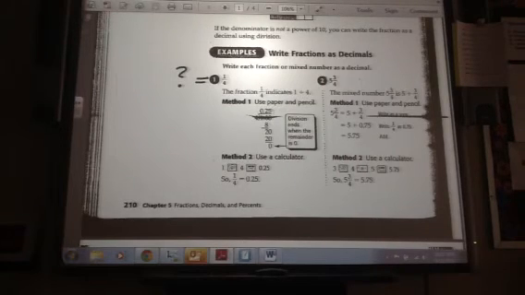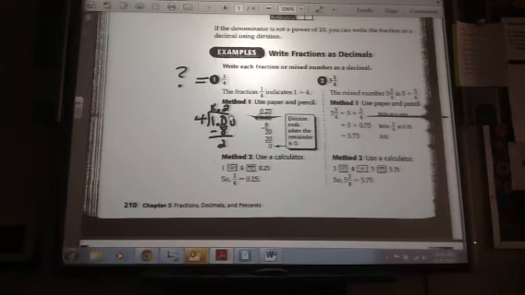Method 1 says use paper and pencil, and that's really hard to see. But this is 1 divided by 4, and we talked about that in last night's video. That you have to make sure you write it the right way. 4 will not go into 1, so I'm going to have to use a terminal 0. 4 will go into 10, 2 times, I need to put my decimal up there. 2 times 4 is 8, I subtract.